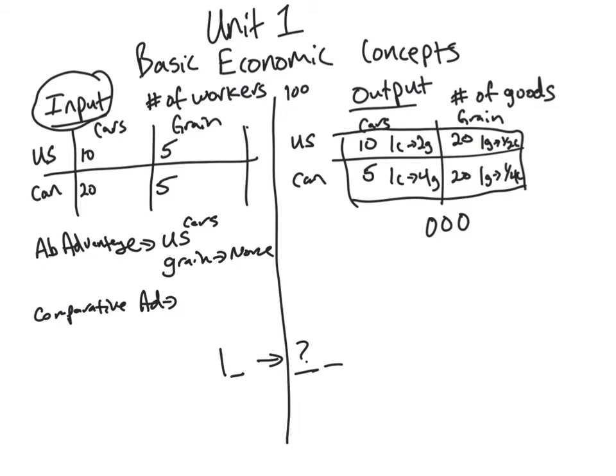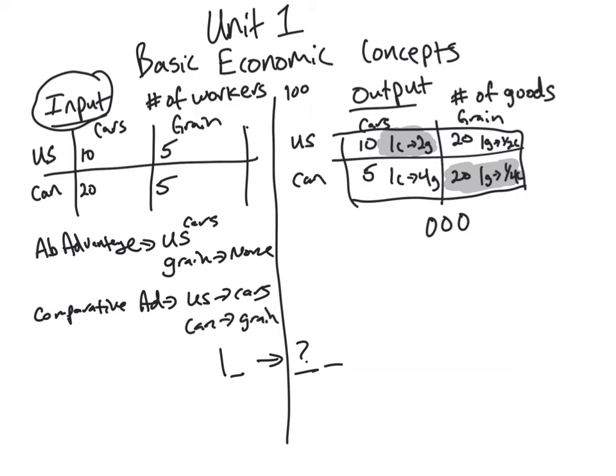And now we have all of our terms, and so we're able to see that the U.S. has the comparative advantage in cars, and Canada, because of the 1/4 opportunity cost for grain production compared to 1/2 for the U.S., has the comparative advantage in the production of grain. So we know that, according to all of this, the U.S. is going to produce cars and Canada is going to produce grain.